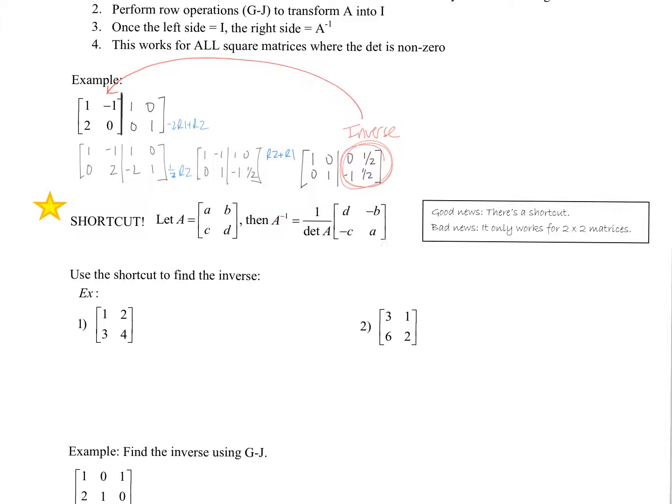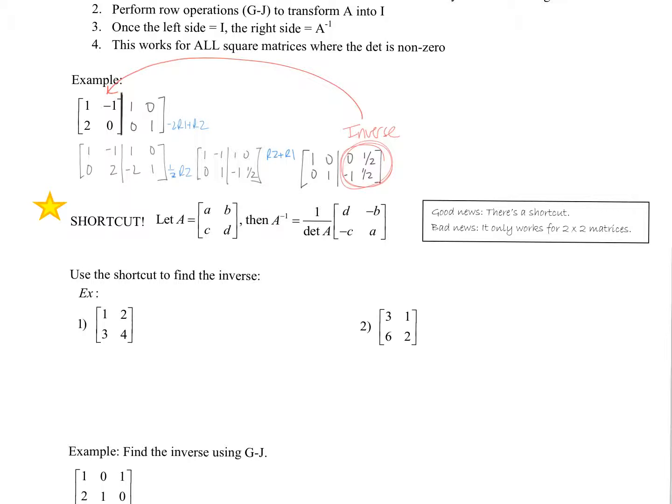Here's your formula. If here is your matrix, to find the inverse, you find the determinant, and then all you do is you switch A and D. So see how those switched? And then you make C and B negative. So those two numbers become negative.